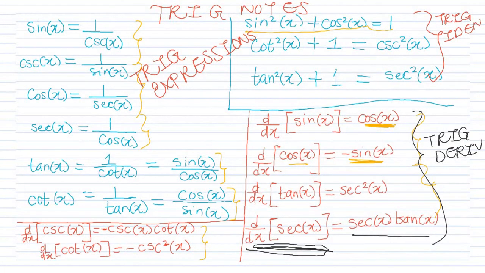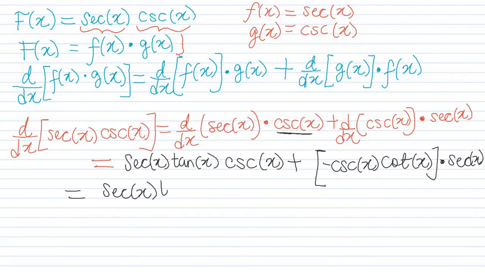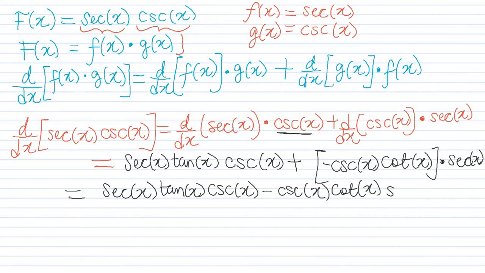Well, when we go to the previous page, the derivative of cosecant x is negative cosecant x cotangent x. So we have negative cosecant x cotangent x multiplied by secant x. Now you have all of this information, and basically the answer is going to be secant x tan x cosecant x minus cosecant x cotangent x secant x. So this is basically the answer. When you apply the product rule to secant x cosecant x, this is literally your answer.